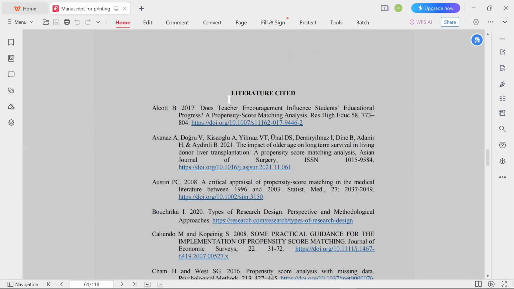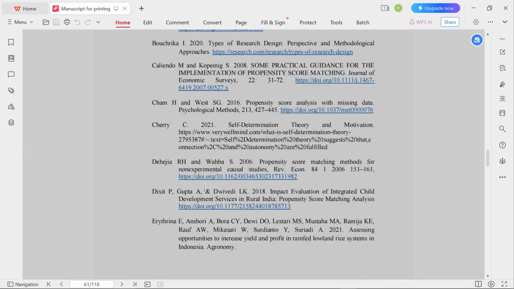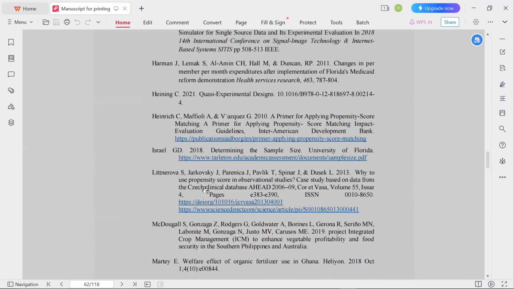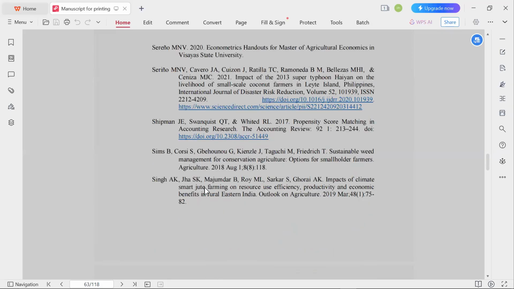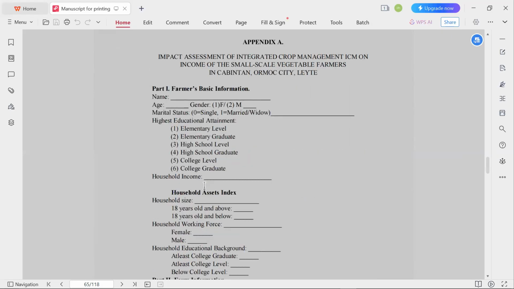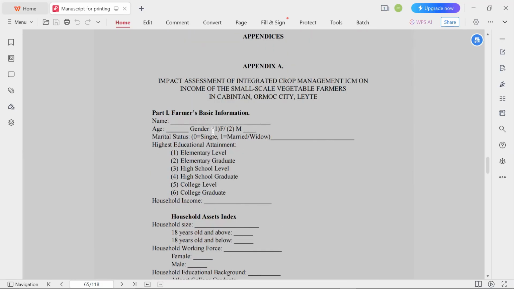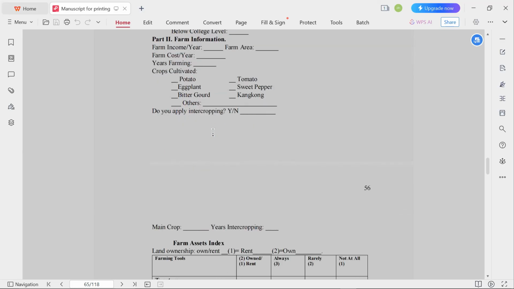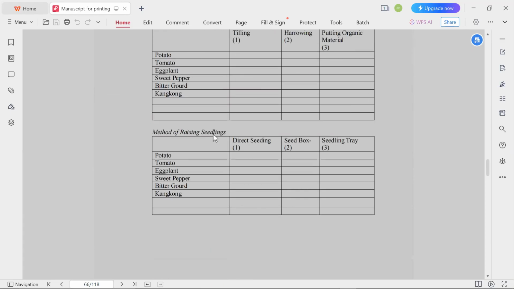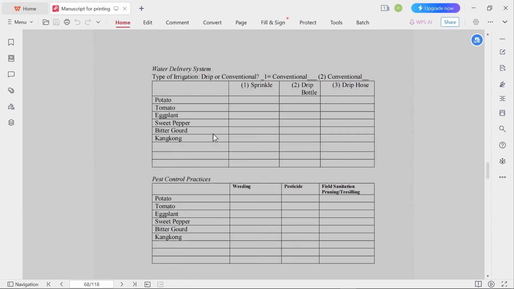And this is what I have told you about literature cited. It should look like this. And then these are the appendices. This is the questionnaire I have told you. The questionnaire should correspond to your objectives, to your results and discussion, and to your review of related literature. Here, this is my questionnaire.